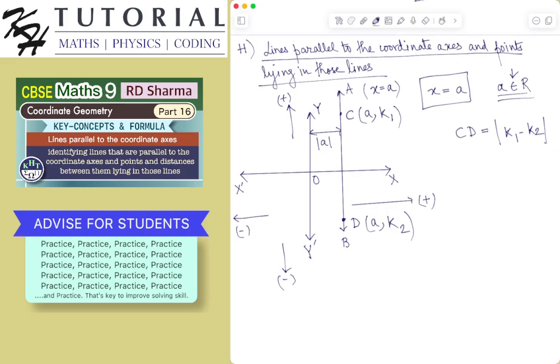So both the points C and D are at a perpendicular distance of modulus of a from the y-axis. Okay, so this was about lines which are parallel to the y-axis, and about the points lying on that line which is parallel to the y-axis.